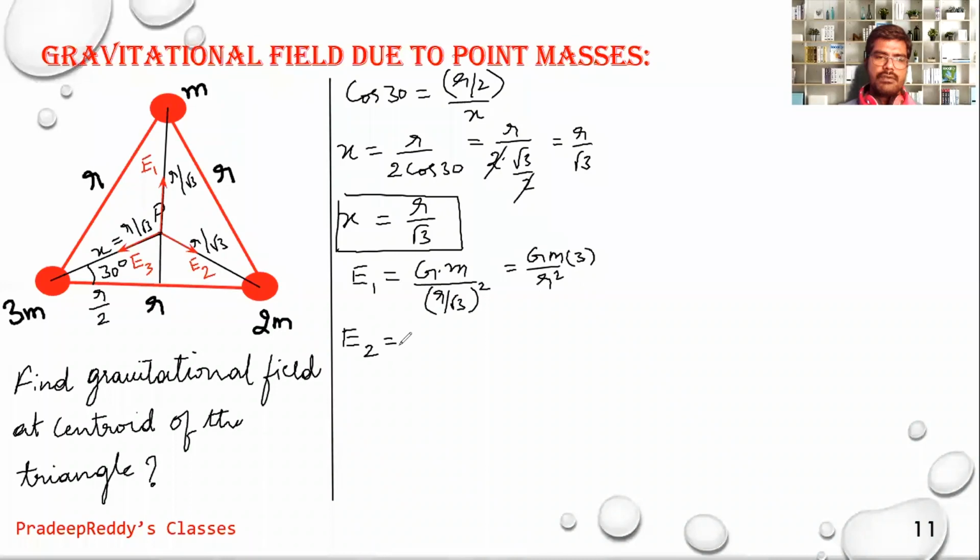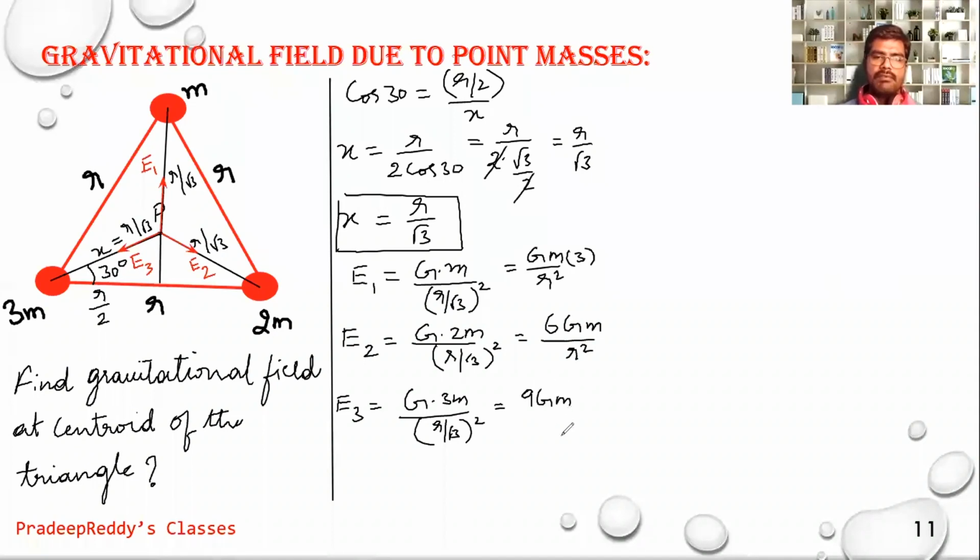Likewise E2 is equal to capital G 2m divided by r by root 3 whole square, which is equal to 6 capital G m divided by r square. E3 is equal to capital G 3m divided by r by root 3 whole square, which is equal to 9 capital G m divided by r square. E1, E2, E3, these are the three different fields experienced at this point P.